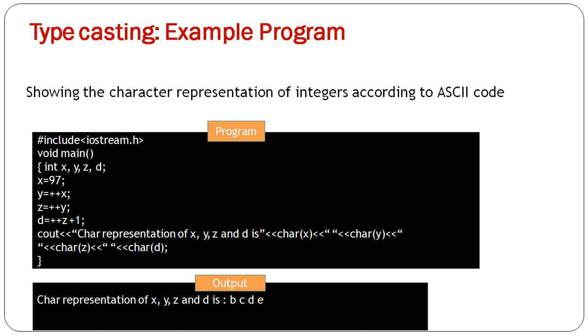Similarly, when you try to display them with char representation, because initially it was integer and now you are displaying them in char data type, the value 97 is, as per ASCII code, small a. When y is incremented, we get the next value because it is pre-incrementation. First it will become 98, and 98 is small b. Similarly for the other values, from b consecutively the values are increased and we get the output.